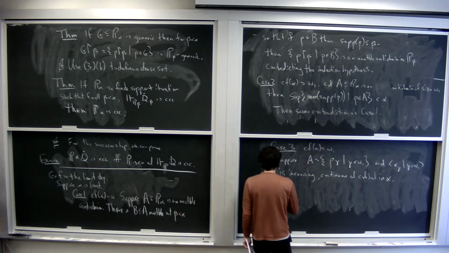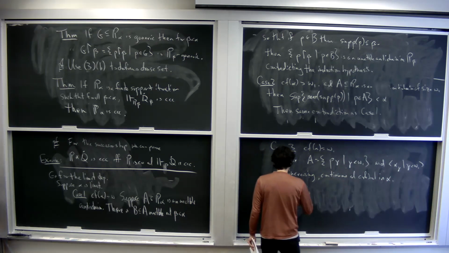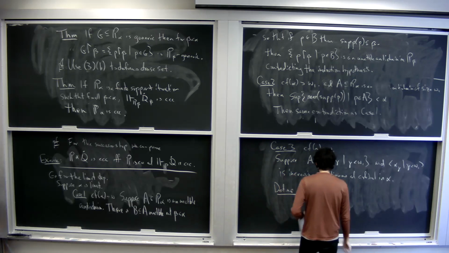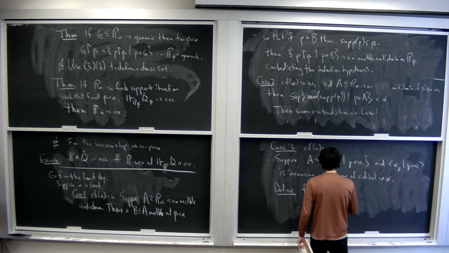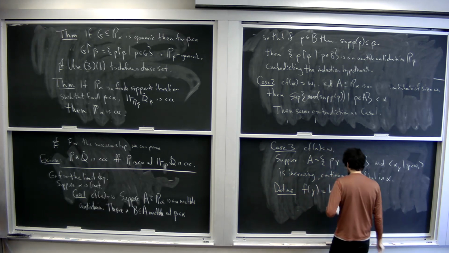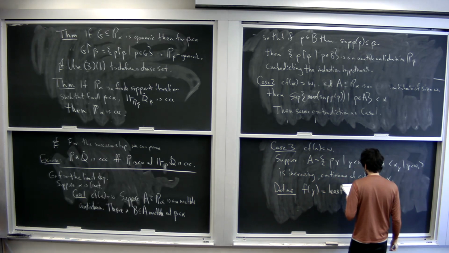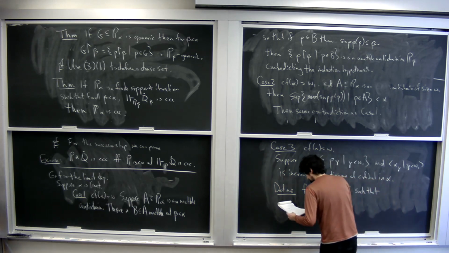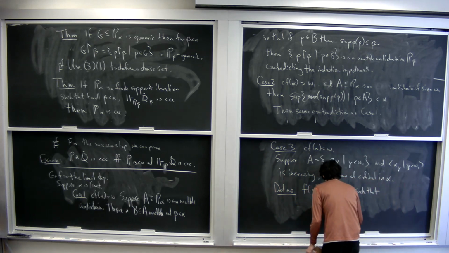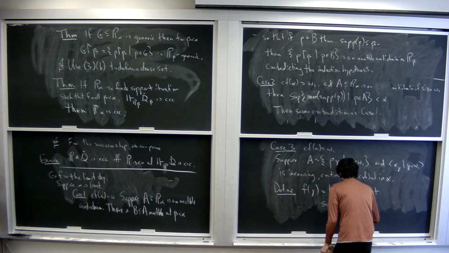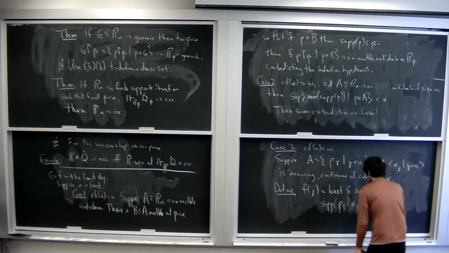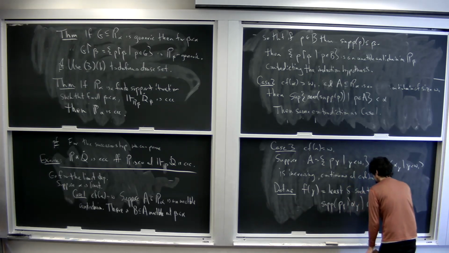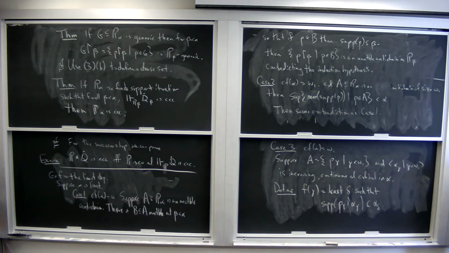Okay, so let's define f of some gamma to be the least delta so that the support of P gamma restricted to alpha gamma is contained in alpha delta. Let me see if I said that right. Okay, I think that's correct.